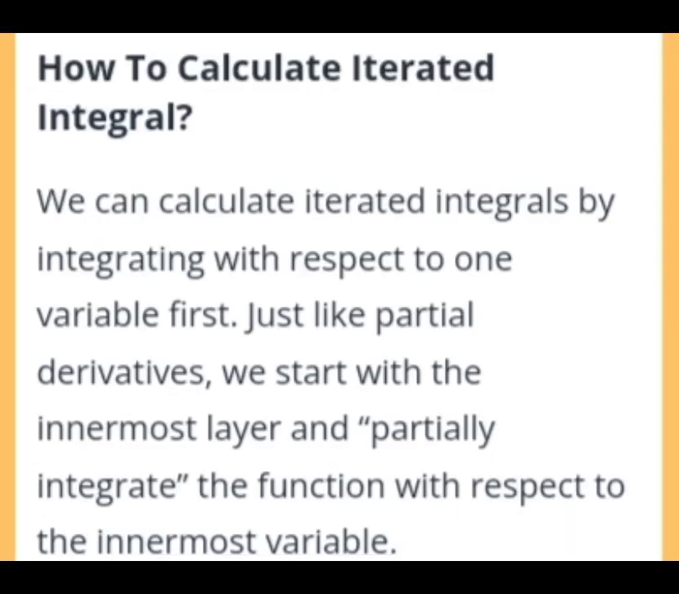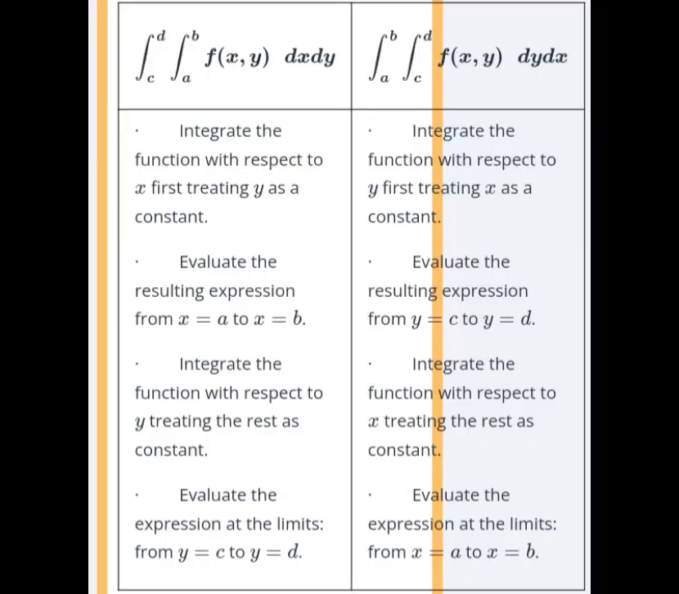How to calculate an iterated integral? We can calculate iterated integrals by integrating with respect to one variable first, just like partial derivatives. We start with the innermost layer and partially integrate the function with respect to the innermost variable. So this is the process of how to evaluate iterated integrals.